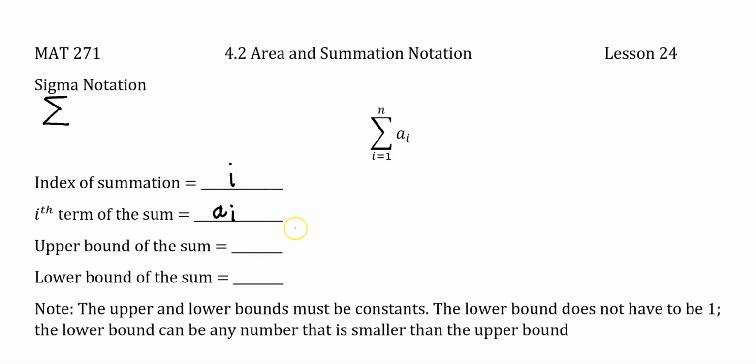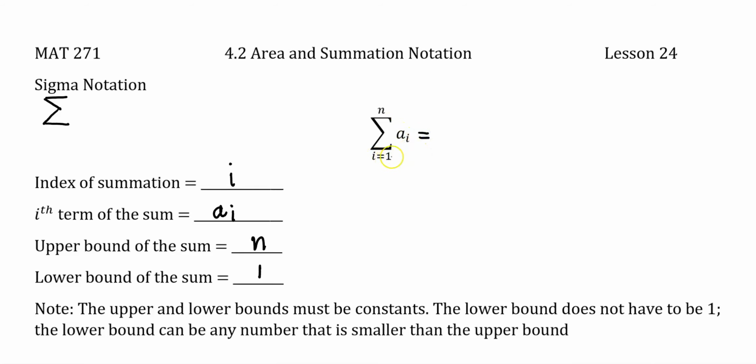The upper bound of this sum is n. Looking at the top, that is the upper bound of this sum. And the lower bound of this sum is 1. That is the number at the bottom that I starts off being equal to. So let's expand this sum and look at a few terms of it.